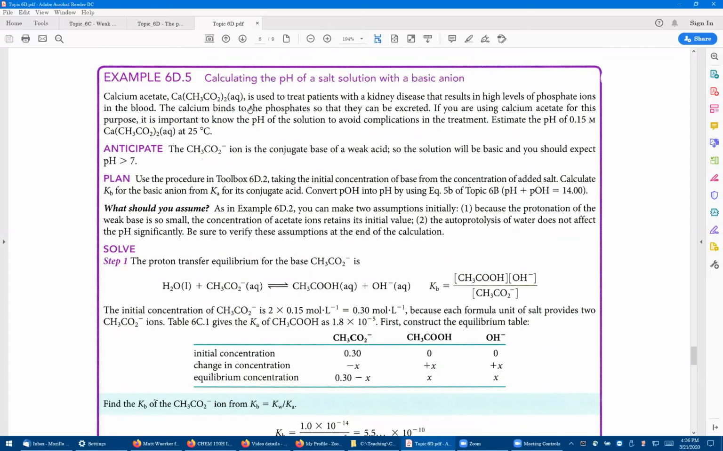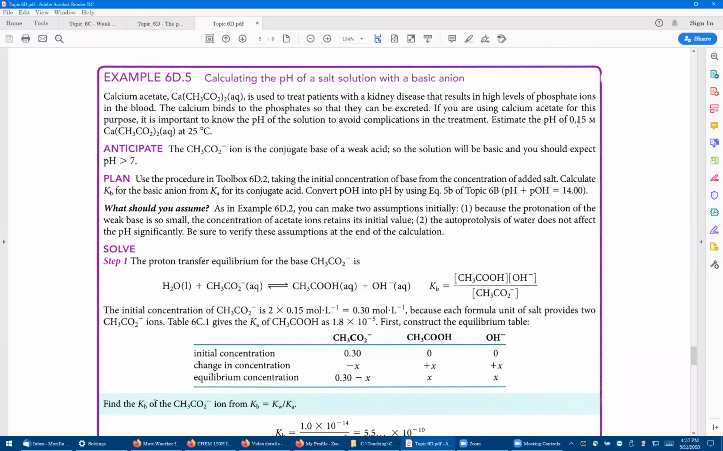Calcium acetate is used to treat patients with a kidney disease that results in high levels of phosphate ions in the blood. Calcium binds to the phosphates, makes calcium phosphate instead, which is insoluble, and so it comes out. They say excreted. And so if you're using calcium acetate for this purpose, it's important to know the pH of the solution to avoid complications of the treatment. So that's the background for it.